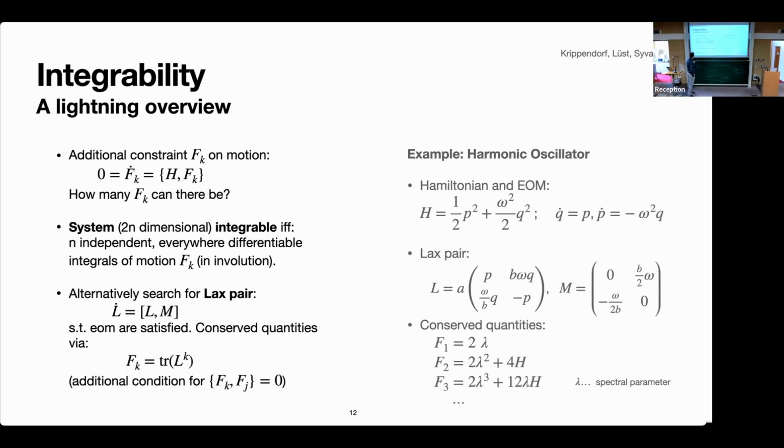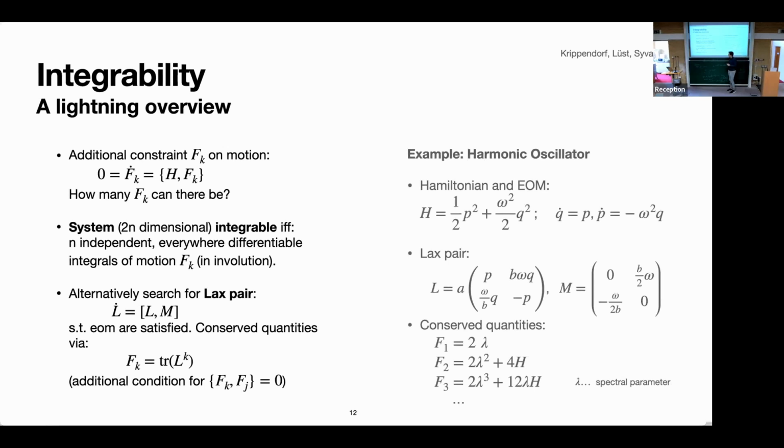For instance, here we saw previously that we had this single constraint, and now we can go to situations where we have as many as there are degrees of freedom, effectively. So if we have a system which is 2n-dimensional, it is integrable if and only if there are n independent, everywhere differentiable integrals of motion, right? On the technical side, one has to be a little bit careful, because you have to worry about whether you still find the optimal solution.